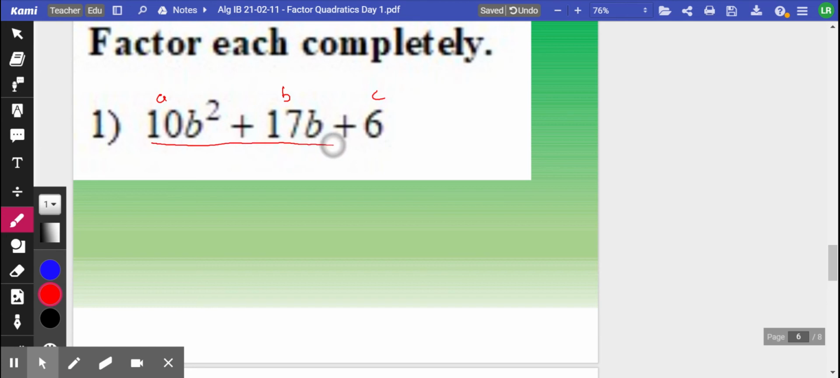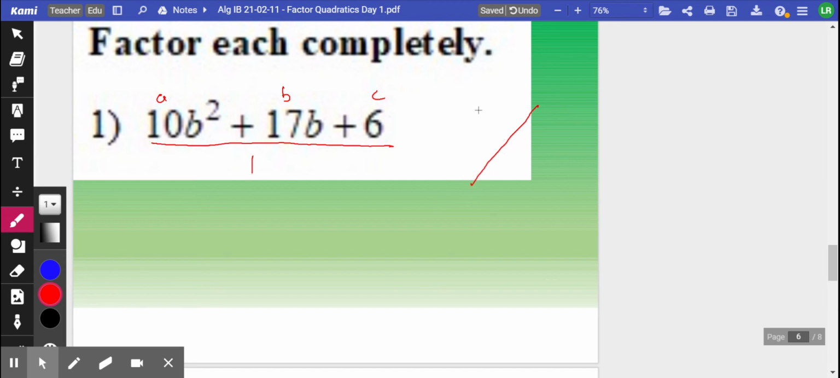Let's look for something to divide out. So 10, 17, 6. Smallest number 6. I can't divide 17 by 6. 3, I can't divide by 3. I can't divide by 2, so it's 1, it's done. Okay, there's nothing to divide out.